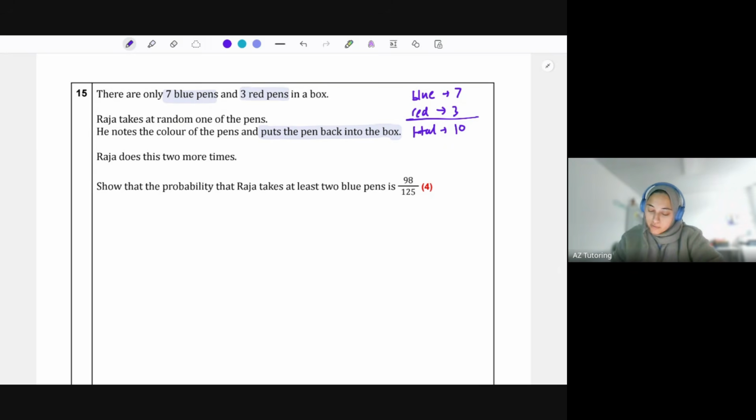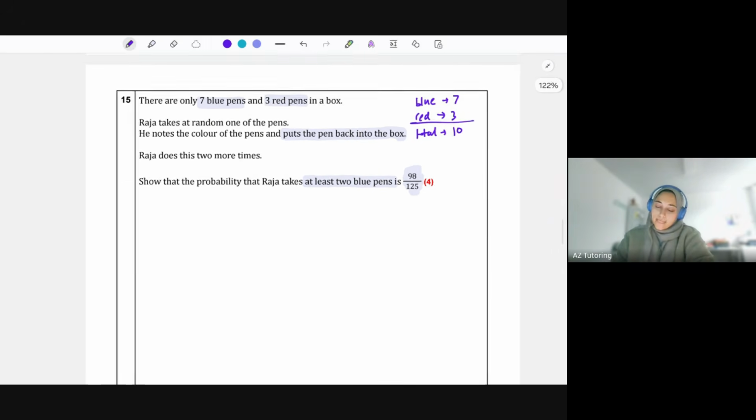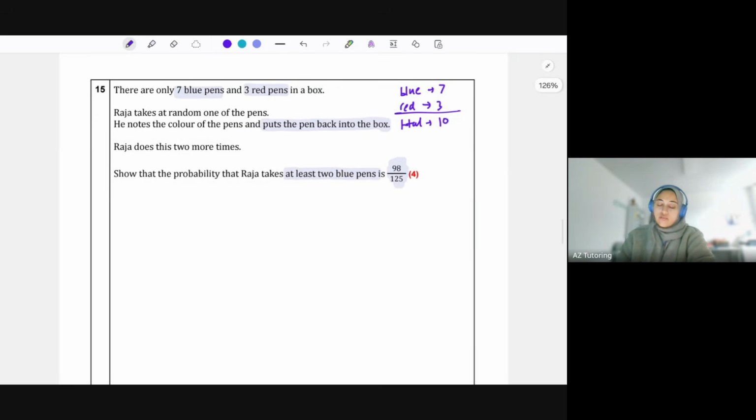Show that the probability that Raja takes at least 2 blue pens is this. So it's quite good that they've given us the answer in the question, so we've got something to work towards. So basically in the exam, you would know if you got the answer right or not. Okay, so at least 2 blue pens. So we need to figure out what's all the possibilities. So we've only got blue and red pens, and he's picking out the pens 3 times.